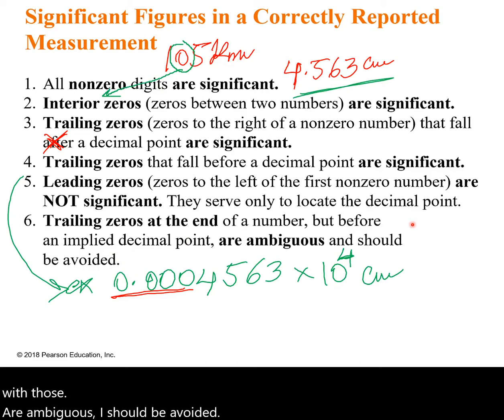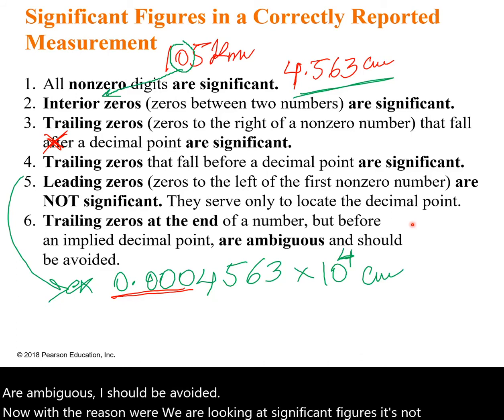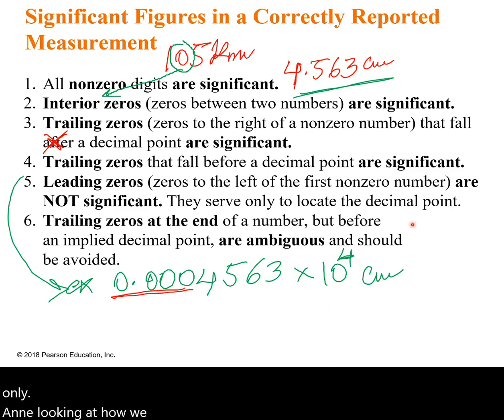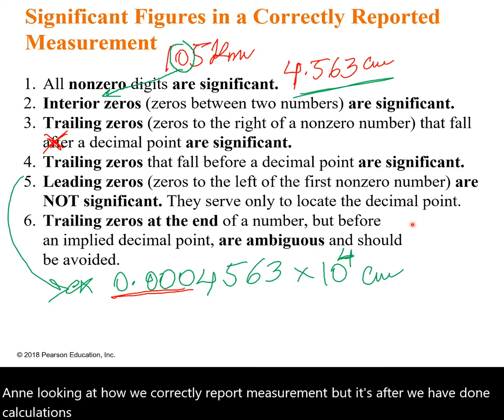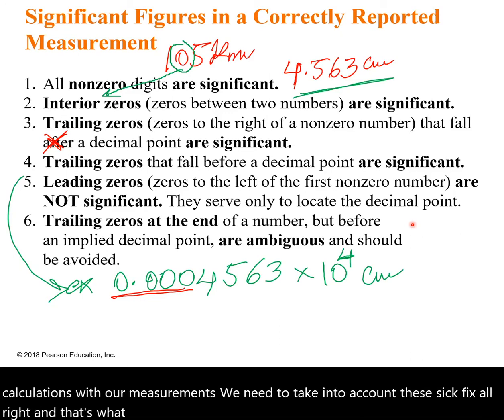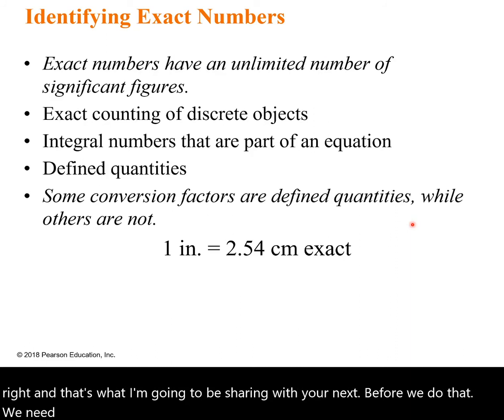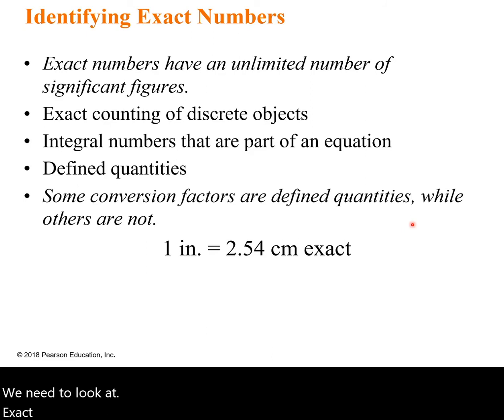The reason we are looking at significant figures is not only to correctly report a measurement, but also after we have done calculations with our measurements. We need to take these sig figs into account, and that's what I'm going to be sharing with you next. Before we do that, we need to look at exact numbers. Anytime we have an exact number, it's going to have an unlimited number of sig figs.